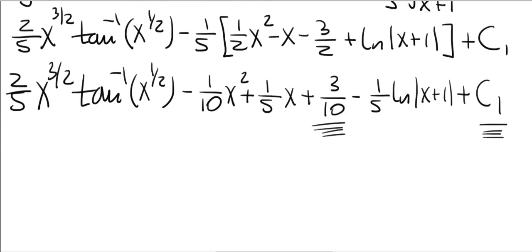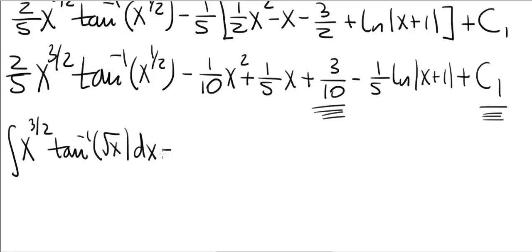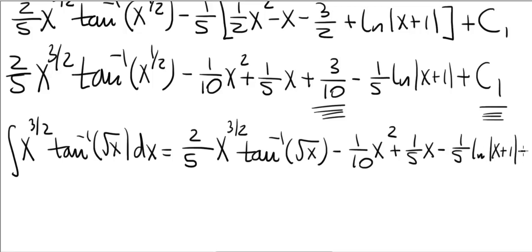And now our final answer is the integral of x to the 3/2 times inverse tangent of square root of x is equal to 2 over 5 x to the 5/2 times inverse tangent of square root of x minus 1 over 10 x squared plus 1 over 5 x minus 1 over 5 natural log absolute value of x plus 1 plus constant of integration C.